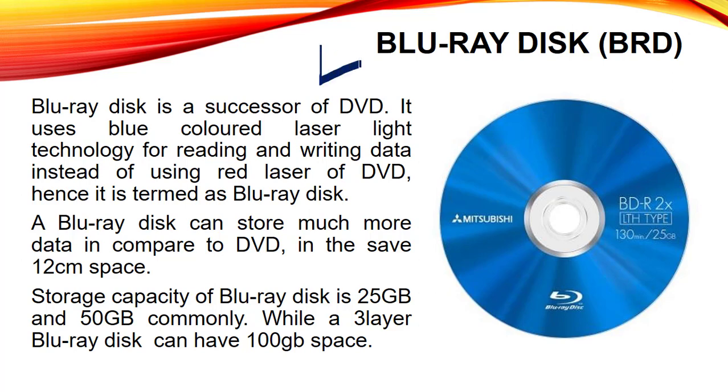If you have a PlayStation in your home, you might have seen this Blu-ray disc. This Blu-ray disc is a type of DVD, or we can say it is a successor version of DVD. It is called Blu-ray disc because for reading or writing its data, a blue colored laser light is used, whereas in a simple DVD a red color light is used. Because a blue color light is used in this disc, it is termed a Blu-ray disc.